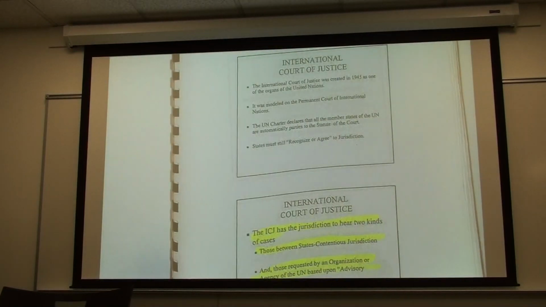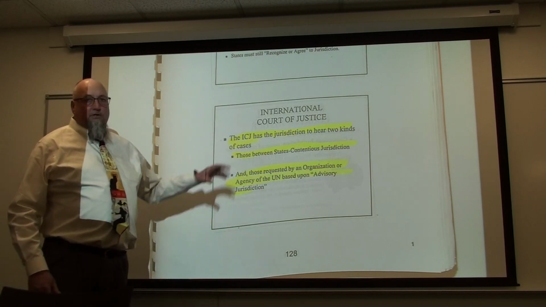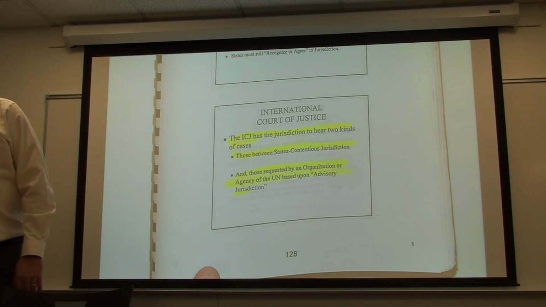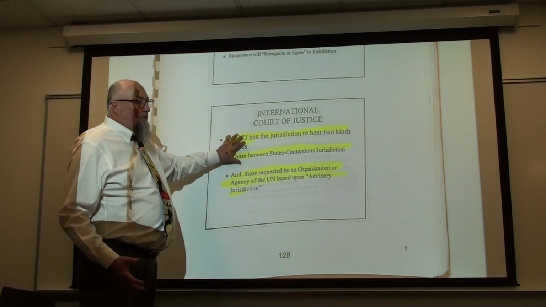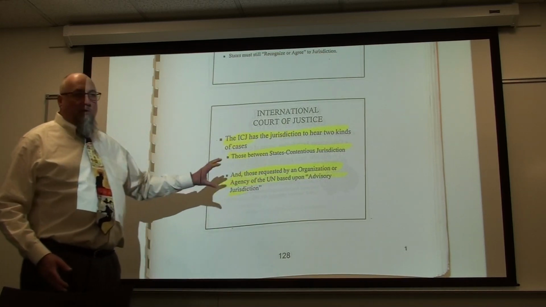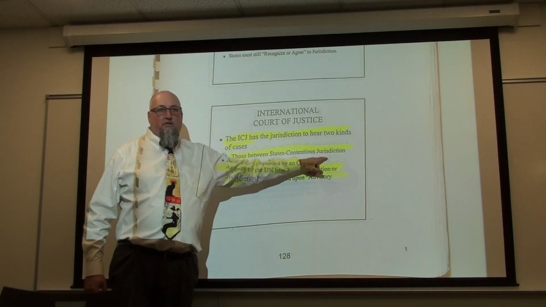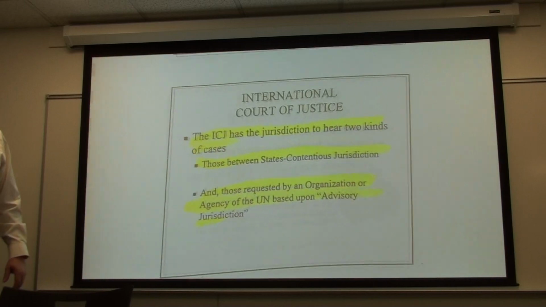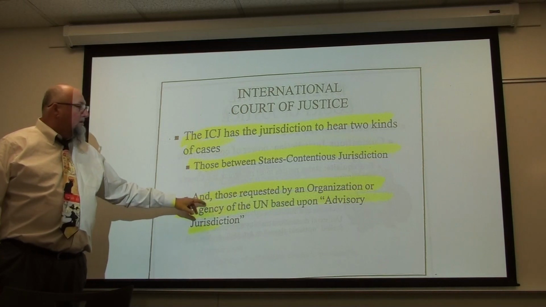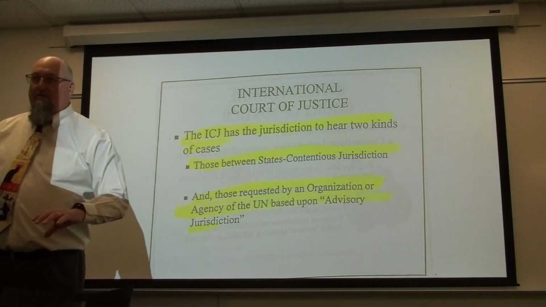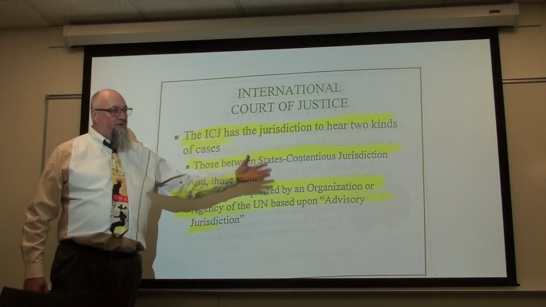Okay, page 128, I've already talked about this, but I just want to put it in a little bit plain language. International Court of Justice, primary court of the United Nations, we've talked about all that. So the court has two kinds of cases that it will handle. The first is disputes between states. We call that contentious jurisdiction. And advisory jurisdiction. That's where another organ of the UN, the General Assembly or Security Council, may ask the court to give an answer to a legal question.